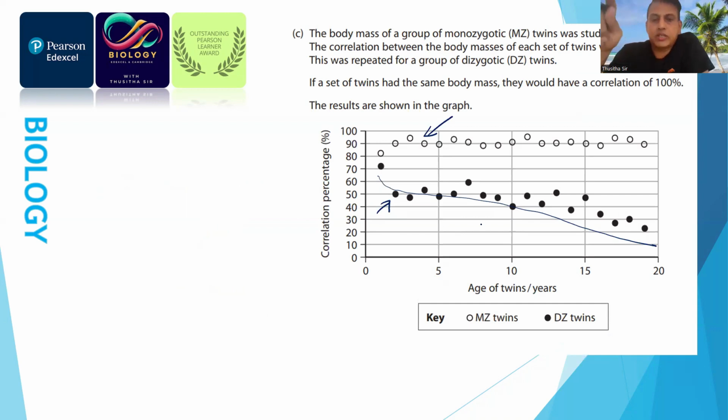Then dizygotic means they are genetically different. If they are genetically different, then it is obvious the body mass has no correlation. So it is decreasing with time, because when they grow up, being genetically different, many genetic factors affect the body mass. But when you look at monozygotic twins, we don't see changes. So they remain the same.